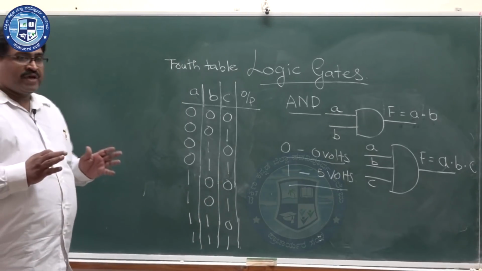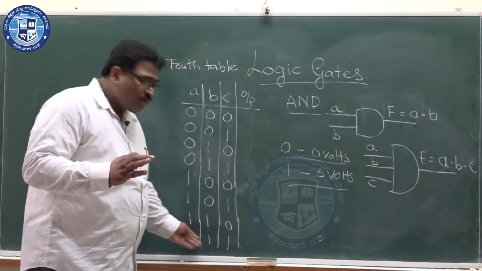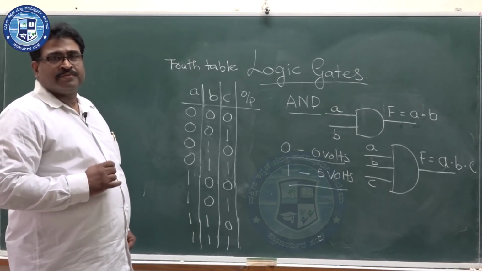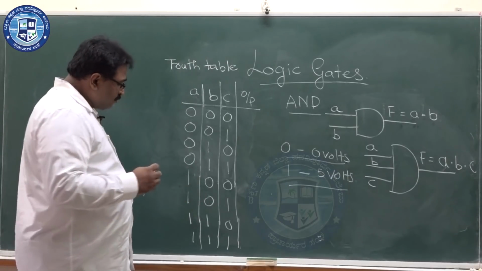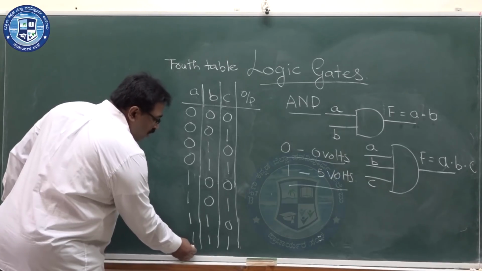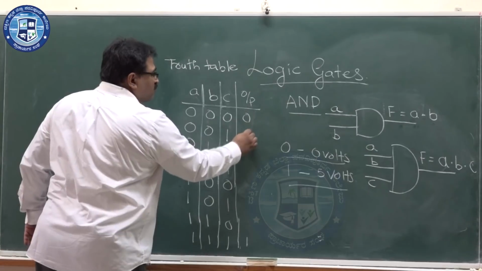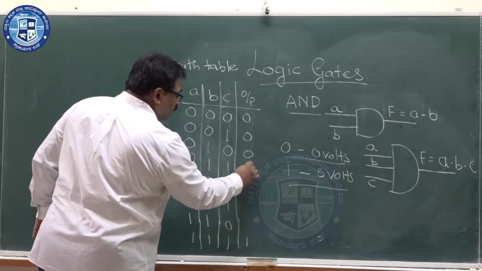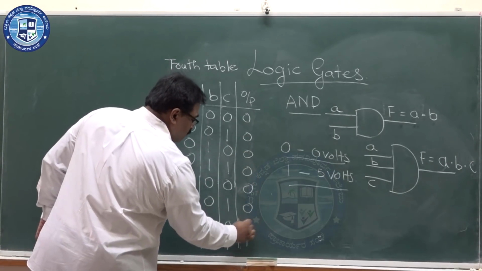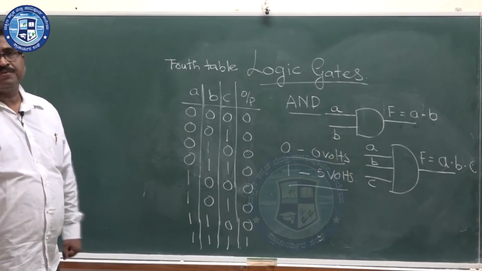Now we are aware that all the inputs need to be 1 for the output to be 1. So I know that only in this combination, where the inputs are 1, 1, 1, my output will be 1. In all other cases, your output will be 0. This is a 3 input AND gate.